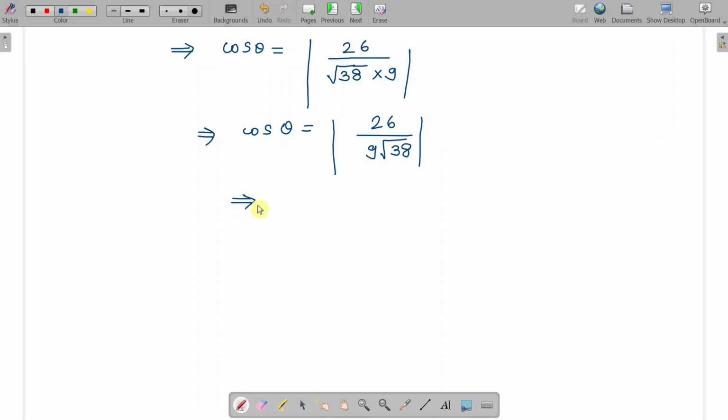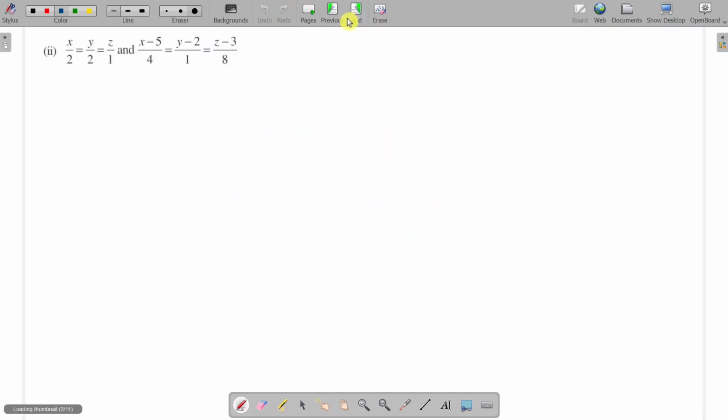So cos theta is equal to what? The modulus of a positive quantity is the same positive quantity. So that is 26 by 9 root 38. This is the answer of sub problem 1 of 9. Now, let us go to sub problem 2 here.